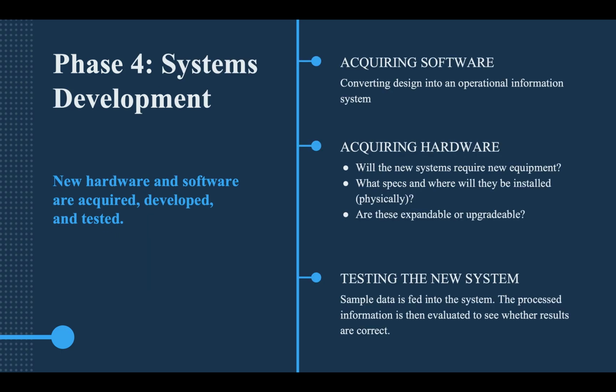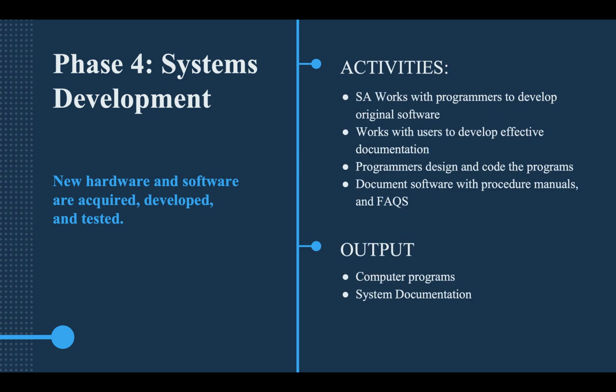Next up is systems development. In this phase, the programmer is the key player because he or she is the one who actually codes the system. New hardware and software are acquired, developed, and tested. Activities here include, aside from the programmer creating the system, testing of the system and documentation of the system. Documentation includes procedure manuals, online help, websites, README files, and so on and so forth.